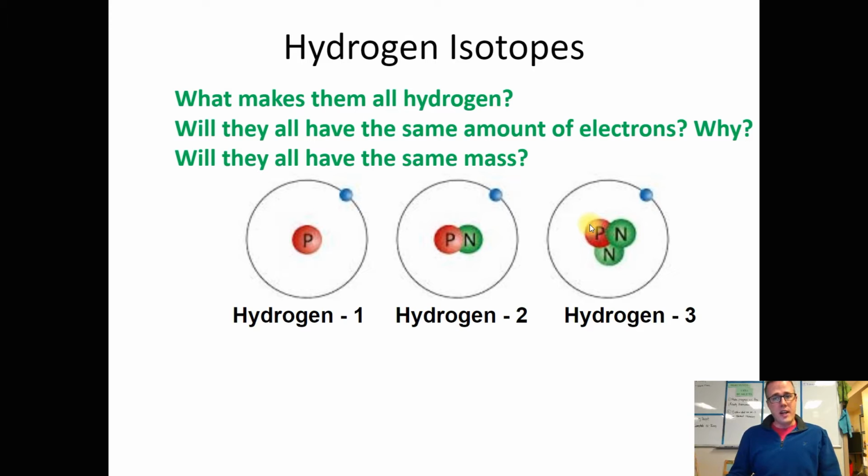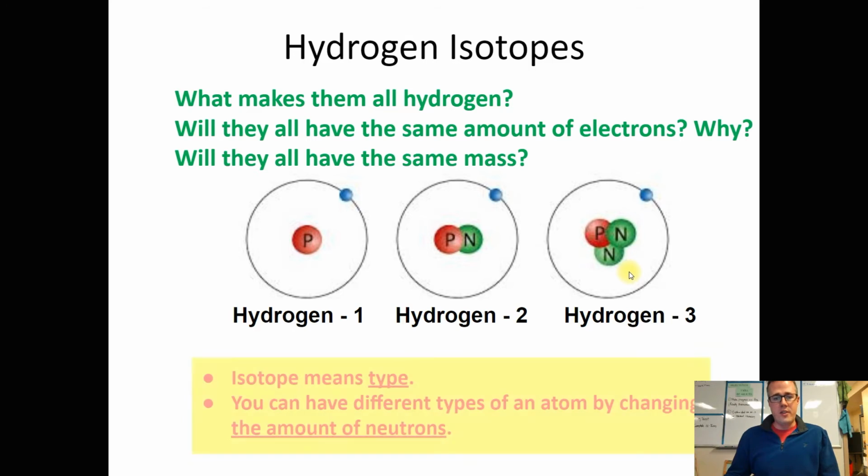Will they have the same amount of electrons? Well, that depends on if it's neutral. So in this example, these three are neutral, so they're also going to have one electron. But they're not going to have the same mass. This one is hydrogen 1 because it only has one thing in its nucleus, one AMU. This one's hydrogen 2 because it's got an extra neutron. And this one 3 because it's got three things and each thing has one AMU. So the thing that's making them all different is the amount of neutrons.